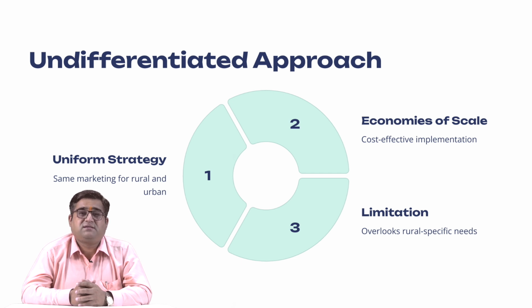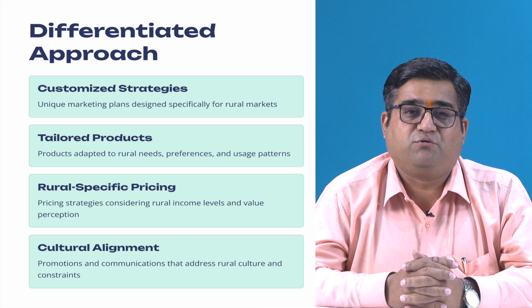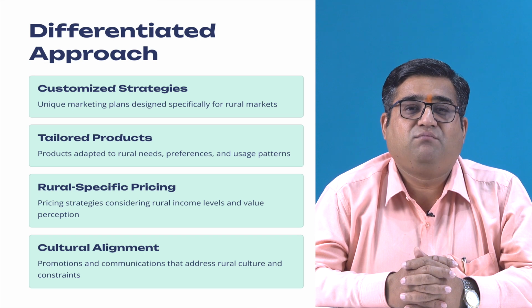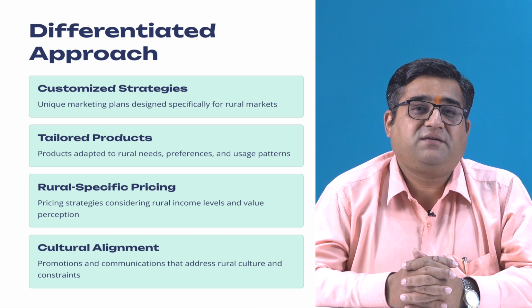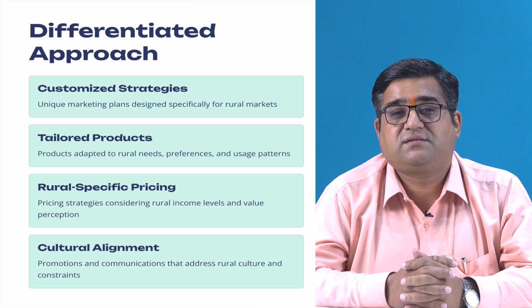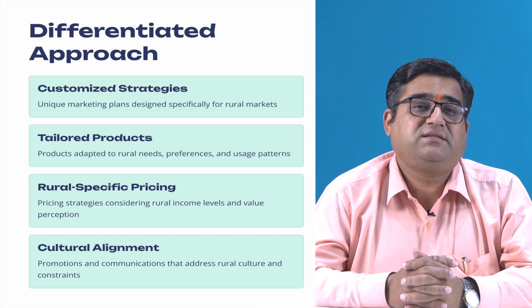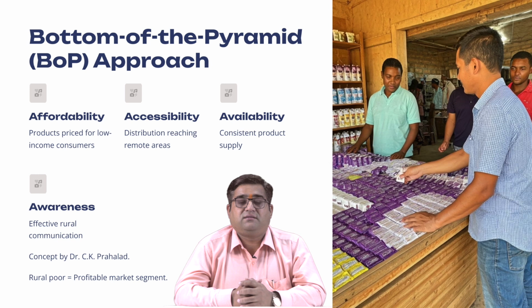As the name suggests, this strategy treats urban and rural markets as the same. Companies use identical marketing strategies for both segments with only minor changes, such as translating advertisements into regional languages. Third is the differentiated approach. This is perhaps the most consumer-focused strategy. Here, companies acknowledge the real difference between rural and urban consumers and design specific marketing strategies for the rural segment. The fourth one is the bottom of pyramid marketing.